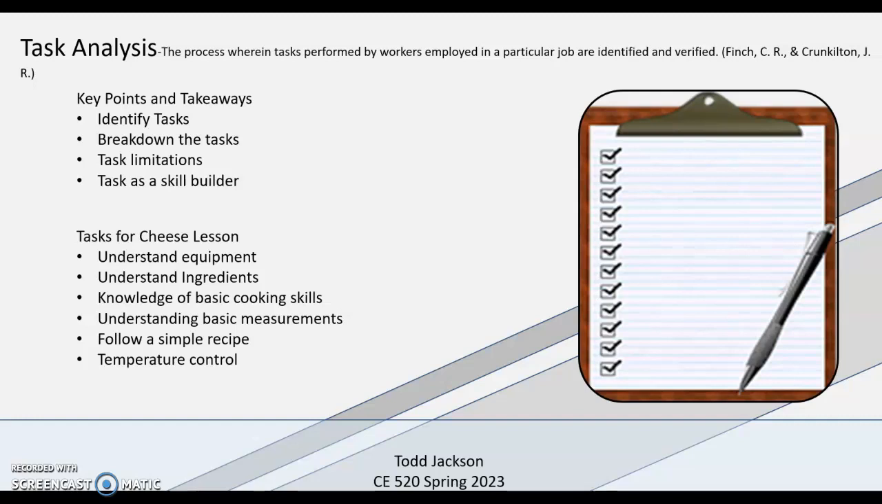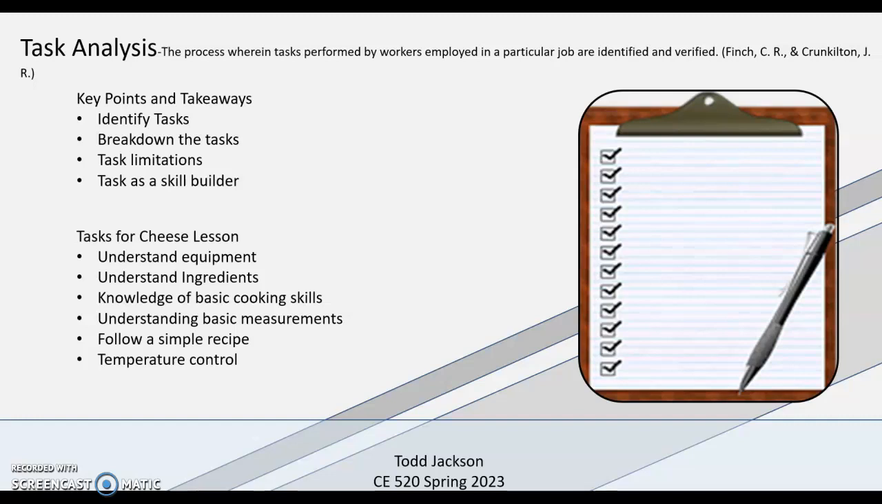Setting limitations on some of the different tasks because they could be too much involved, not only for the student, but for the instructor, and possibly even some of the equipment necessary that they might need. We also focused a lot on using tasks as skill builders. One of the things that I discuss with all my classes is to look at all the skills that you build in every one of your classes, from basic food prep all the way up to the advanced.